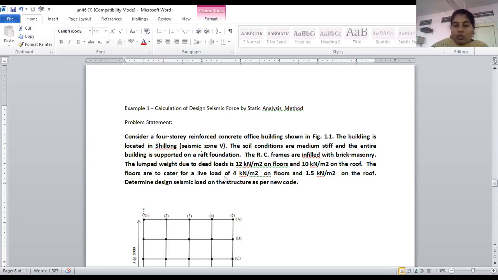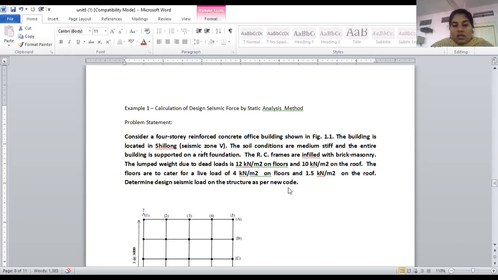From this load we have to calculate the different masses which come on each and every floor. The floors are to cater for a live load. That live load is also given, so we have to calculate the imposed load with respect to this live load. It is equal to 4 kilonewton per meter square. Based on this, we can calculate the imposed load, and we'll add this imposed load to the dead load for each floor. So you can see the live load is 4 kilonewton per meter square for each floor, and 1.5 kilonewton per meter square for the roof. That much information is given in this problem.